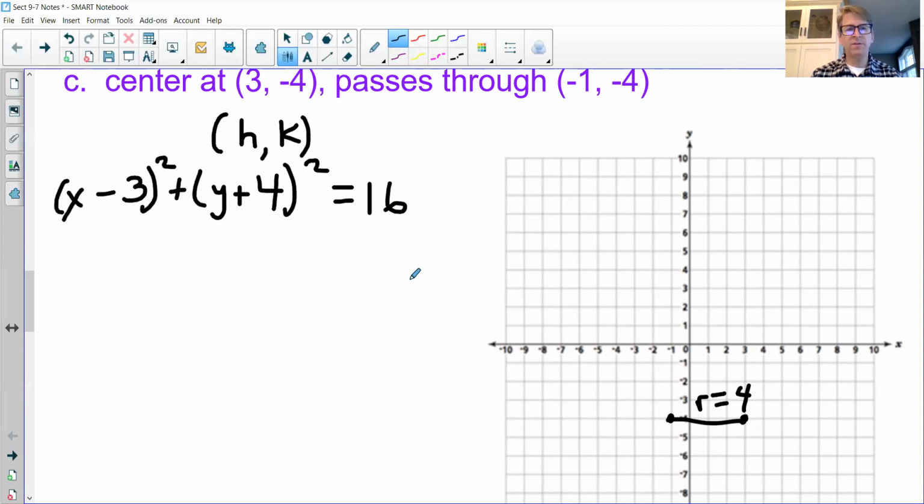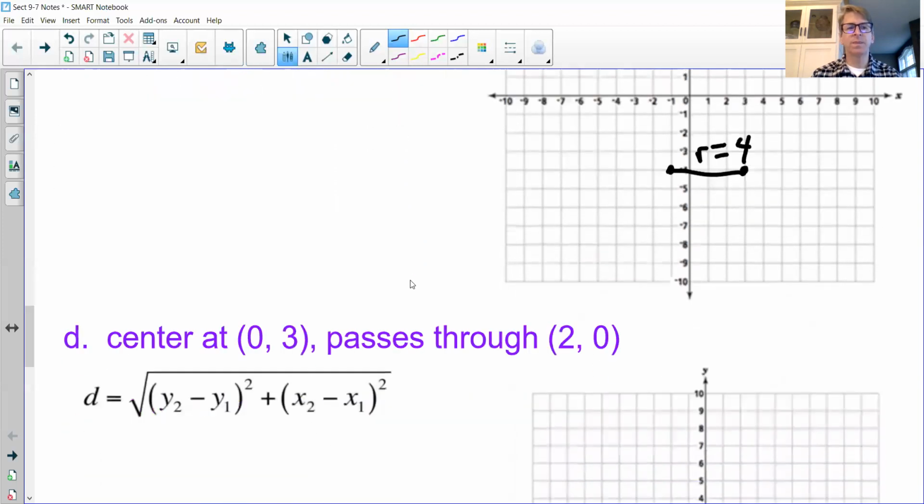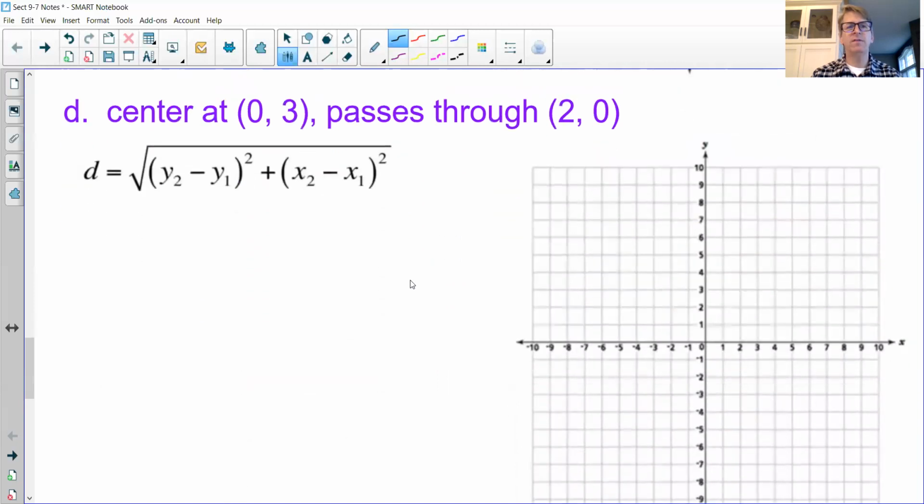There's 2 more on this page. Let's go to D now. Center at 0, 3. So put the center in at 0, +3, and it passes through 2, 0. So it passes through here. So that's the radius. So we've got to find the radius of the circle by using the distance formula. Some of you may notice the Pythagorean theorem, which basically is the distance formula.